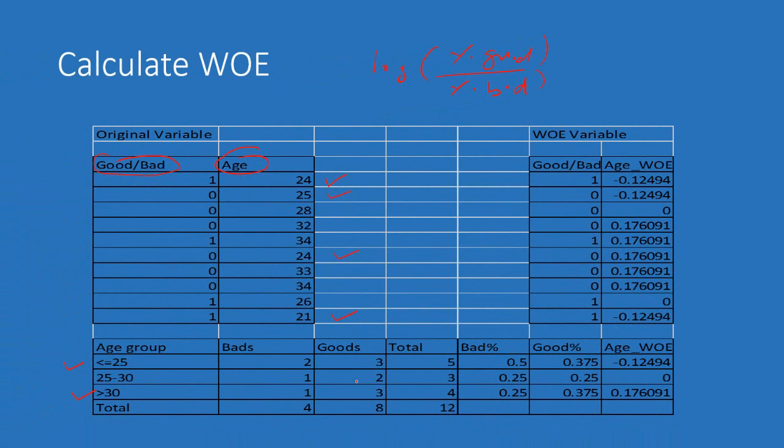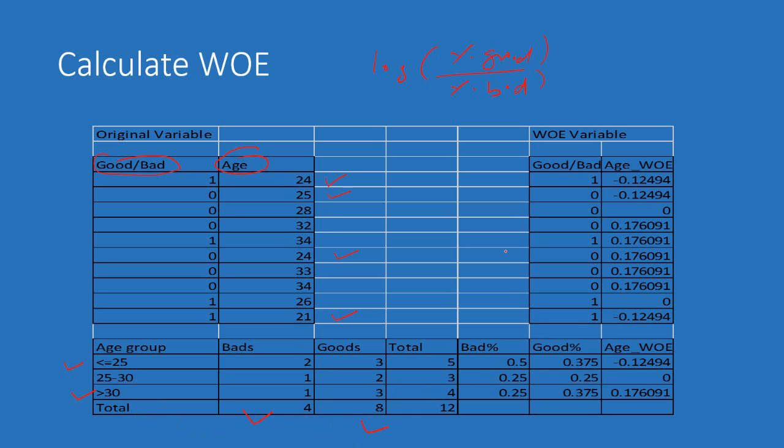So how do we know bad and good? I haven't told you yet. If the good/bad customer variable takes a value of 1, then it's a bad customer, and if it takes a value of 0, then it's a good customer. That's the definition of good and bad, the customer type. Similarly, for greater than 30 we have 1 bad customer and 3 good customers, and the total is 4. The total number of bads in our entire sample is 4, and the total number of goods is 8.